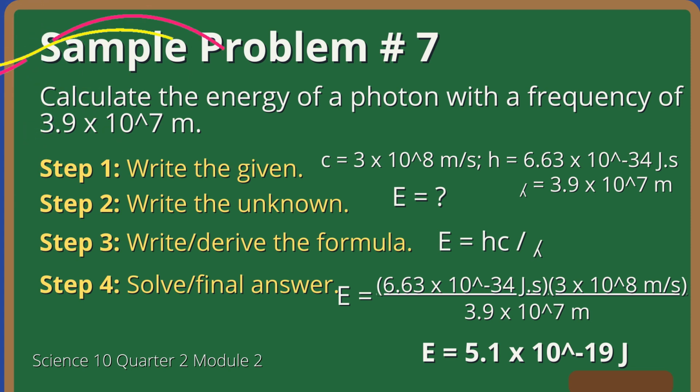Step 3. Write or derive the formula. E is equal to hc divided by lambda. Step 4. Solve for the final answer. E is equal to 6.63 times 10 to the negative 34 joules second times 3 times 10 to the 8 meters per second divided by 3.9 times 10 to the 7 meters. Final answer, energy or E is equal to 5.1 times 10 to the negative 19 joules.